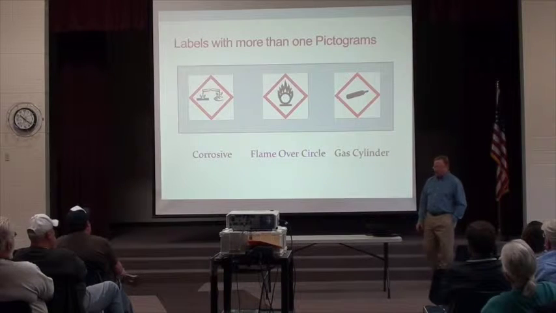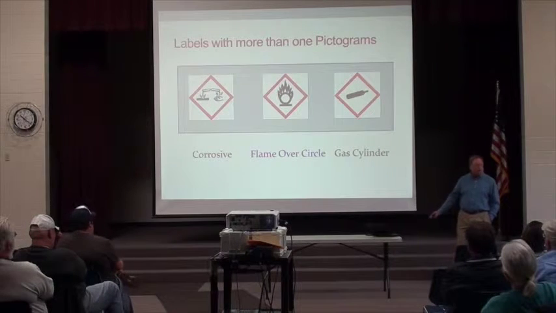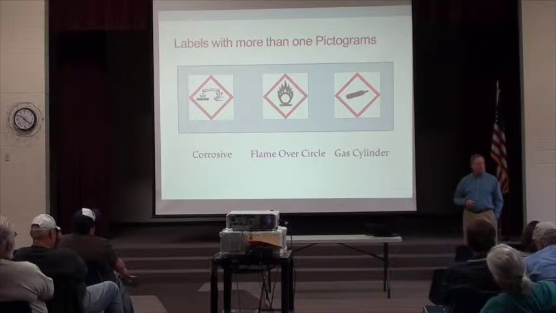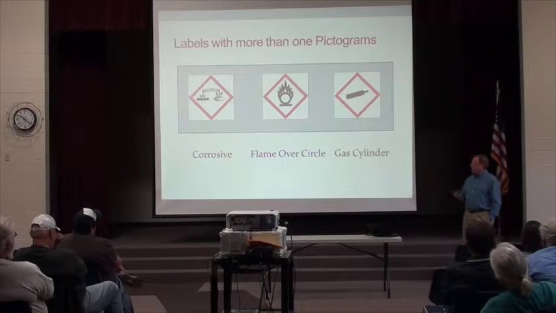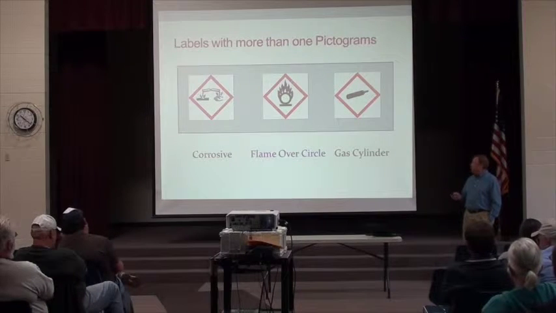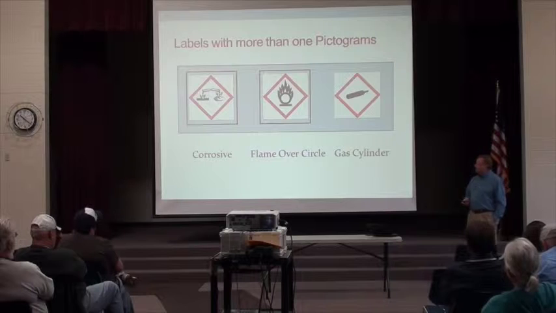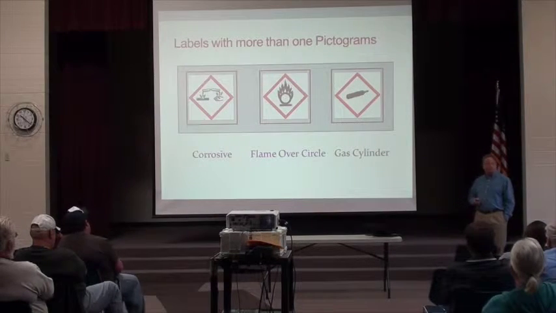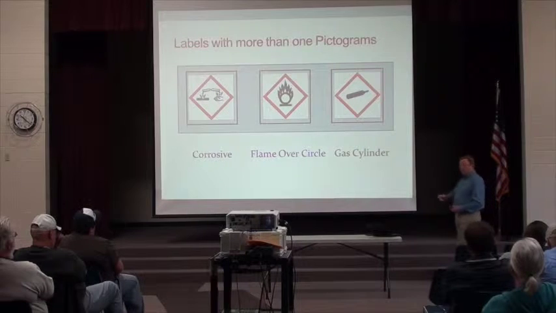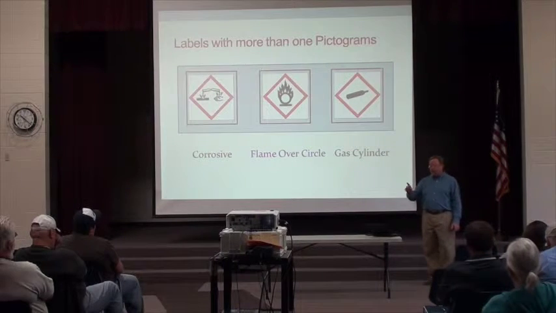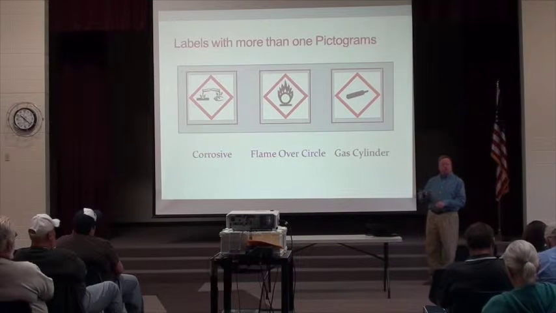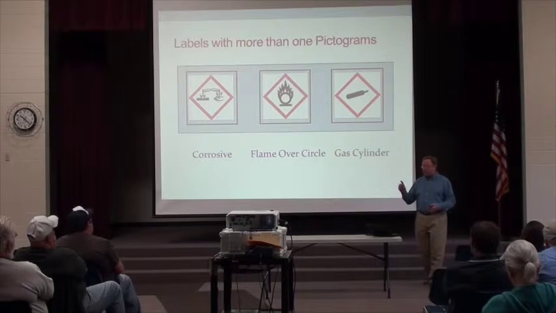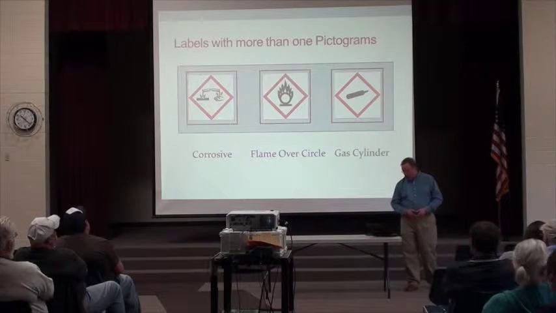It talks about how you could have more than one pictogram on a product. It's not uncommon to see this. You can have multiple pictograms. In this particular one, this pictogram is corrosive. It's an oxidizer, and it's under pressure. So this is something that maybe could be in a spray can, and it could be corrosive if you got it on yourself or on a piece of metal. If it was involved in a flame, it can produce oxygen, and of course, if it's in a spray can, you know it's under pressure.